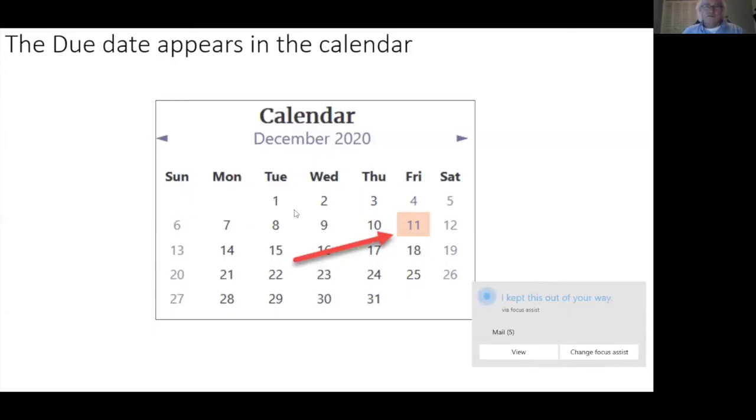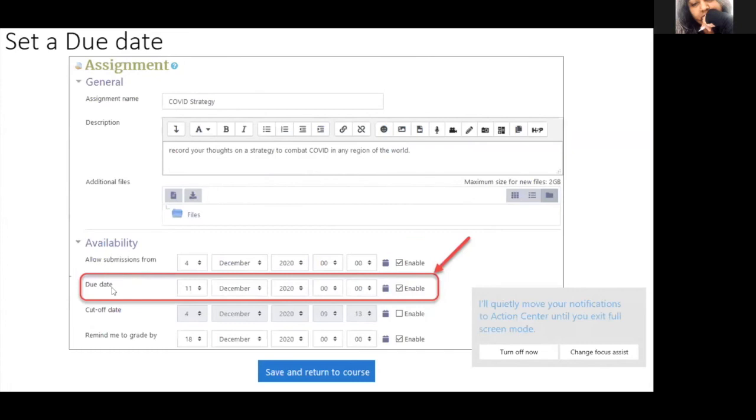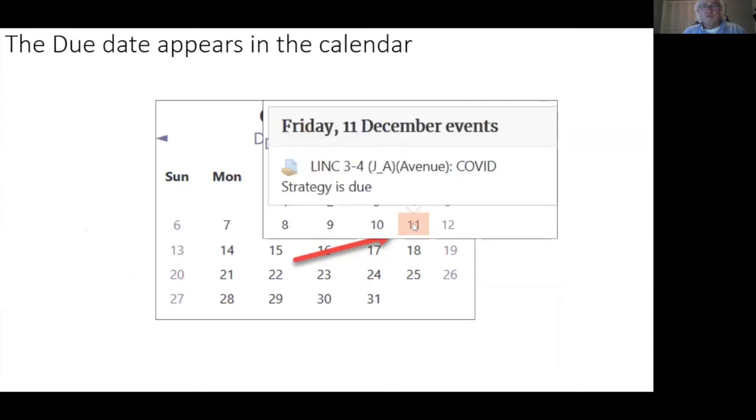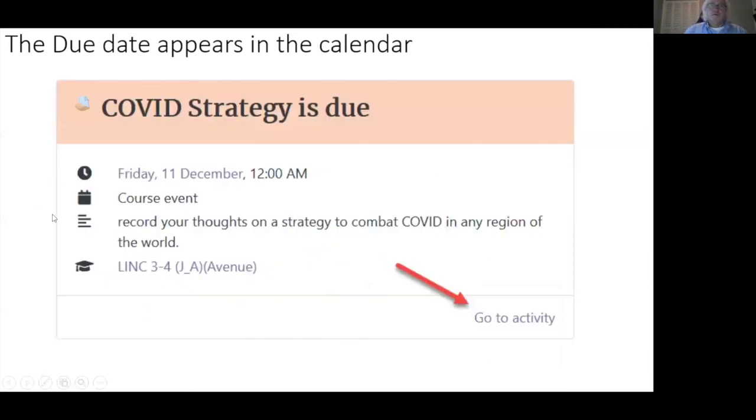Okay. So in the assignment module, I set a due date, save and return to course. Here's the calendar block. If I roll over December 11th, the details of the assignment are here. If I click on the 11, the day of the event, this pop-up appears and shows you more details about the assignment. And from here, there's a little link called Go to Activity. If you click on that, it will actually launch the assignment itself so the student can submit, or you as the teacher can manage it.